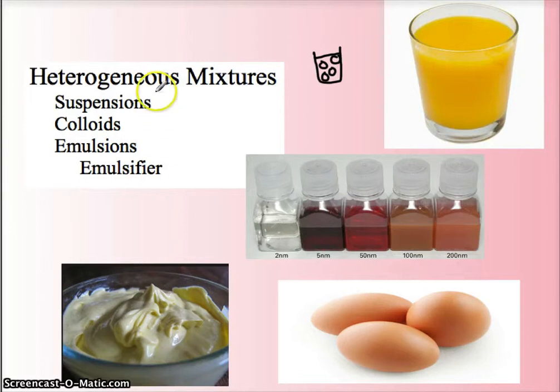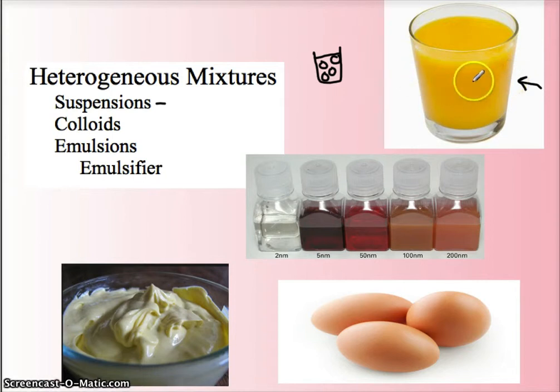Let's talk about several terms that have to do with heterogeneous mixtures. One term is suspensions. An example of a suspension has to do with orange juice. A suspension is a mixture that looks uniform when it's stirred or shaken, but it separates into different layers when it's no longer agitated. And that's exactly what happens to orange juice.